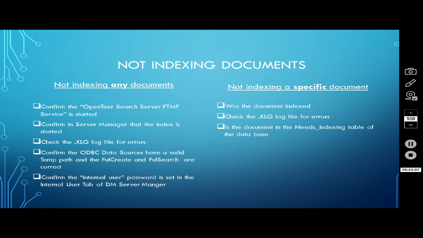But the internal user password is actually displayed in clear text in the database. So if you get something complaining about accounts or permissions, look at the internal user tab. The internal user is in docsadm.people, so if you go to the people table and look at the password, you can copy it from the database and put it into the DM Server Manager internal user tab.